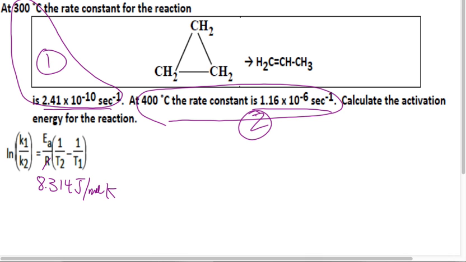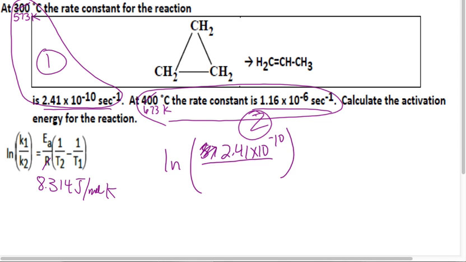So what would be something good to do right now? Yeah, we need to convert to Kelvin. So we're going to make this 573 Kelvin, and we're going to make this 673 Kelvin. Now all we have to do literally is plug and chug. So natural log of K1, which is 2.41 times 10 to the negative 10th, divided by K2, which is 1.16 times 10 to the negative 6.